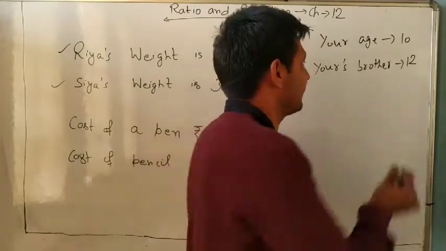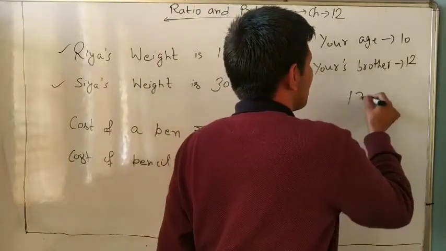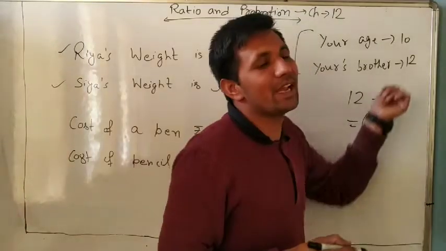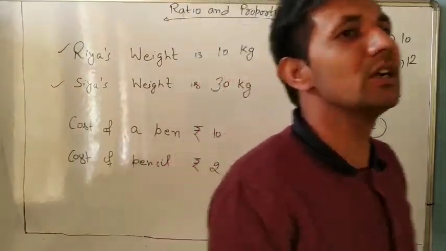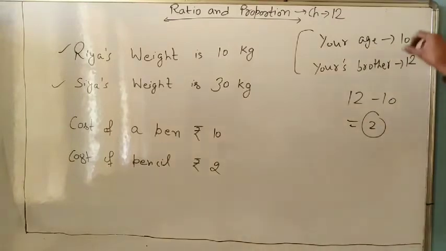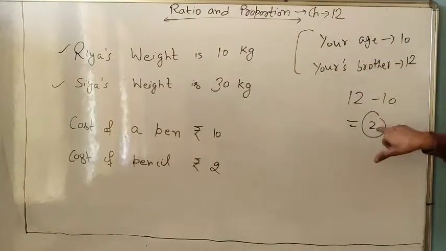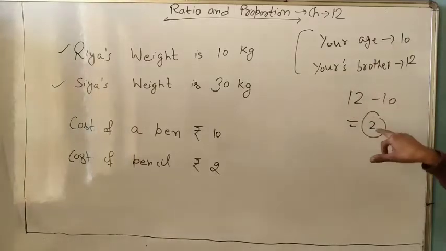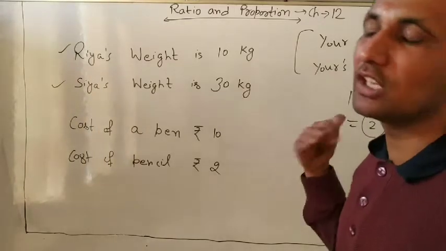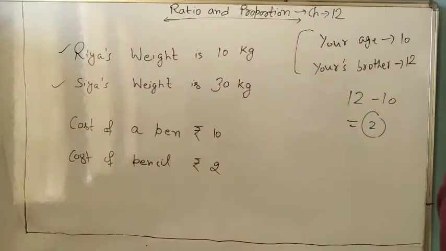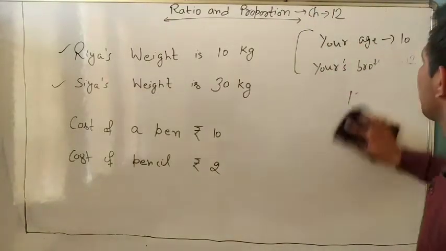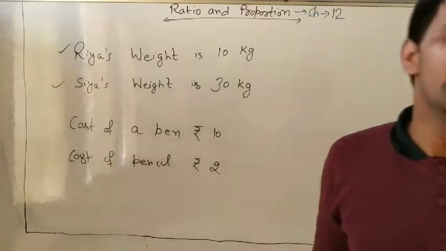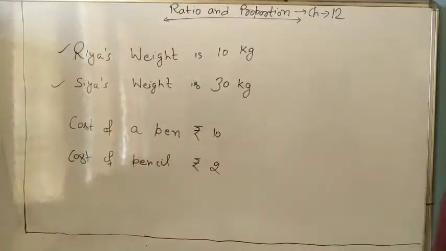So it is the one difference. When we take the difference, 12 minus 10 is how much? 2. So when we take the difference, we can compare two things. It means either you can say that I am 2 years younger than my brother, or that my brother is 2 years older than me. So this is the first method to compare two things, by the difference. But we can compare two things by division or multiplication also.